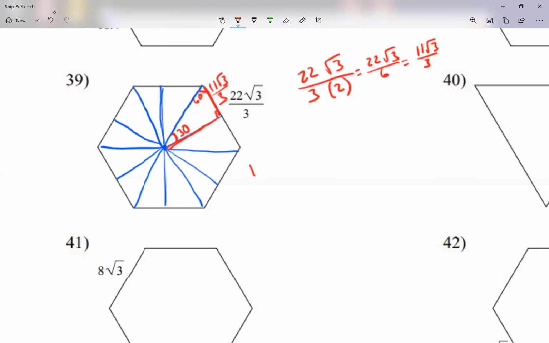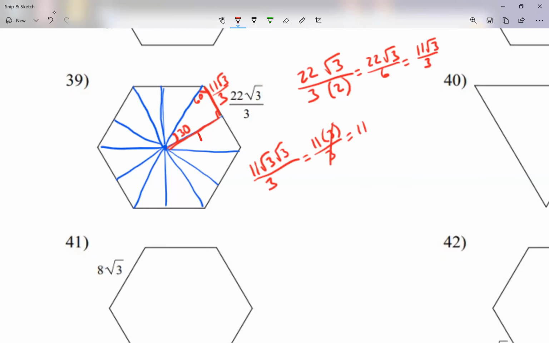So let's see, we have 11 radical 3 over 3, but I have to multiply by radical 3. So that gives me 11 times 3 over 3. The 3's cancel out. So this side right here is 11. Okay. Now I'm ready to go. I'm good to do what I know as a triangle.